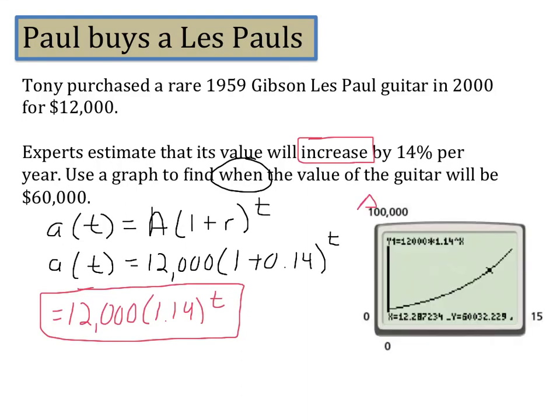So here's the graph that we're looking at. Now, when we adjust and look for the appropriate y value of 60,000, we find that x equals about 12 years. So this is an example of using exponential growth functions to determine the price of something as it increases over time. So today we covered exponential growth and decay functions.